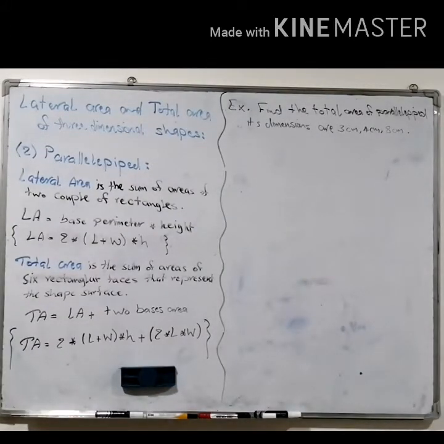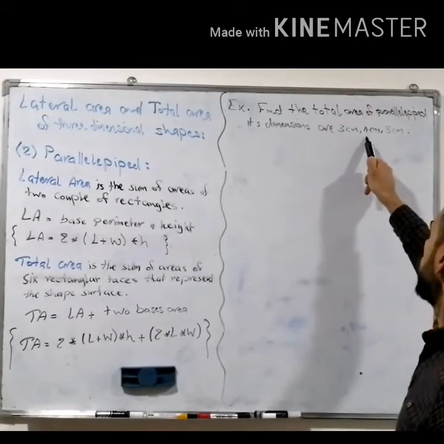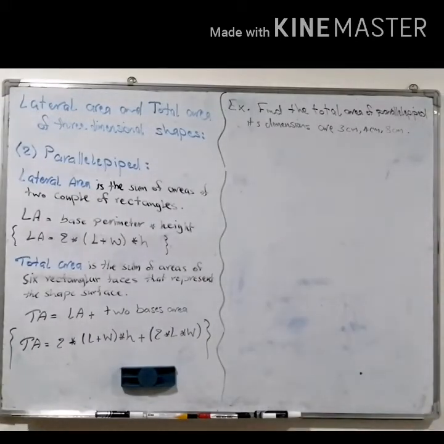Now we'll take an example of how to find the total area of a parallelepiped. In this example, the dimensions of the parallelepiped are 3, 4, 8.